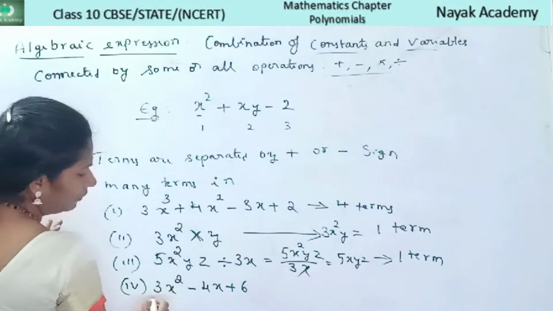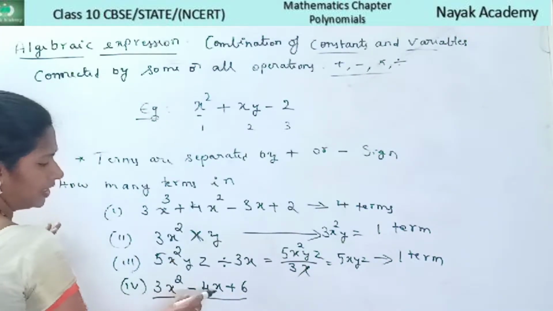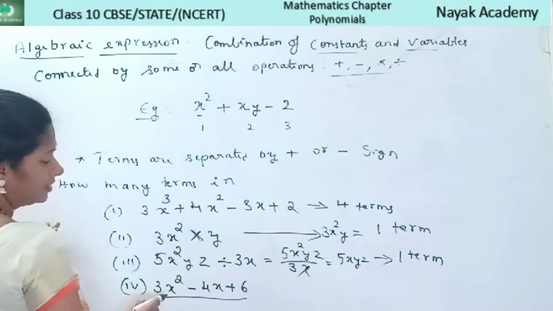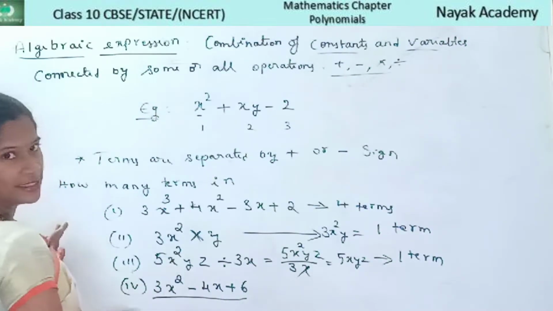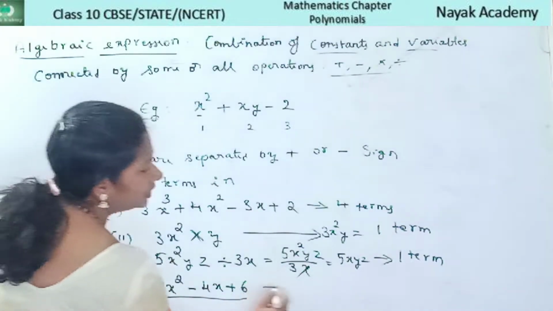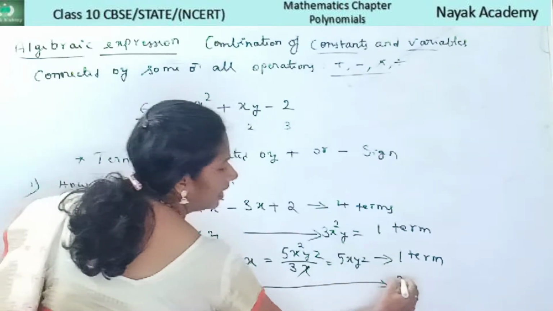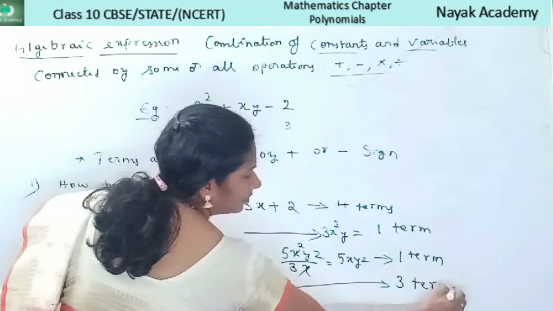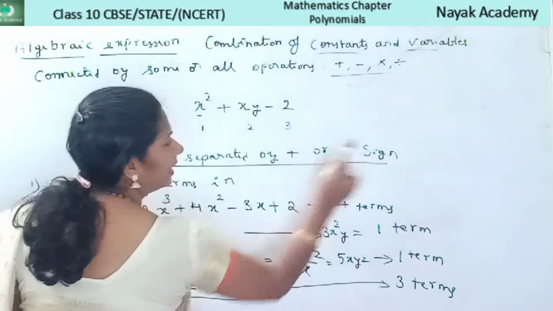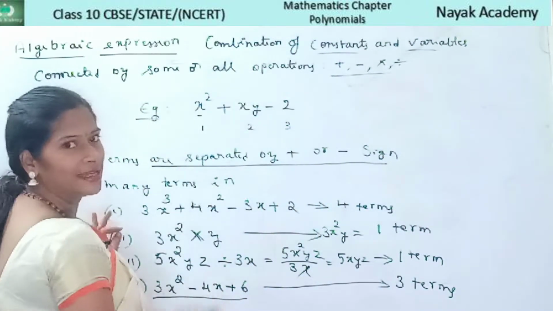Like in the fourth example, 3x square minus 4x plus 6. Here the terms are separated with the minus and plus sign. So count how many terms are there: 1, 2, 3. So this algebraic expression has 3 terms. So keep in your mind, children, always the terms are separated by plus or minus sign only.